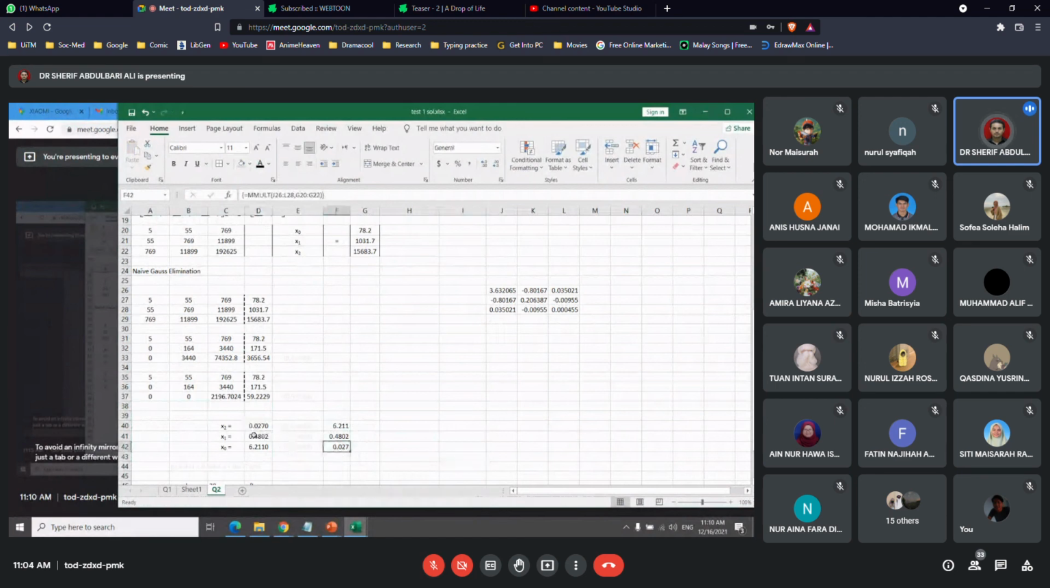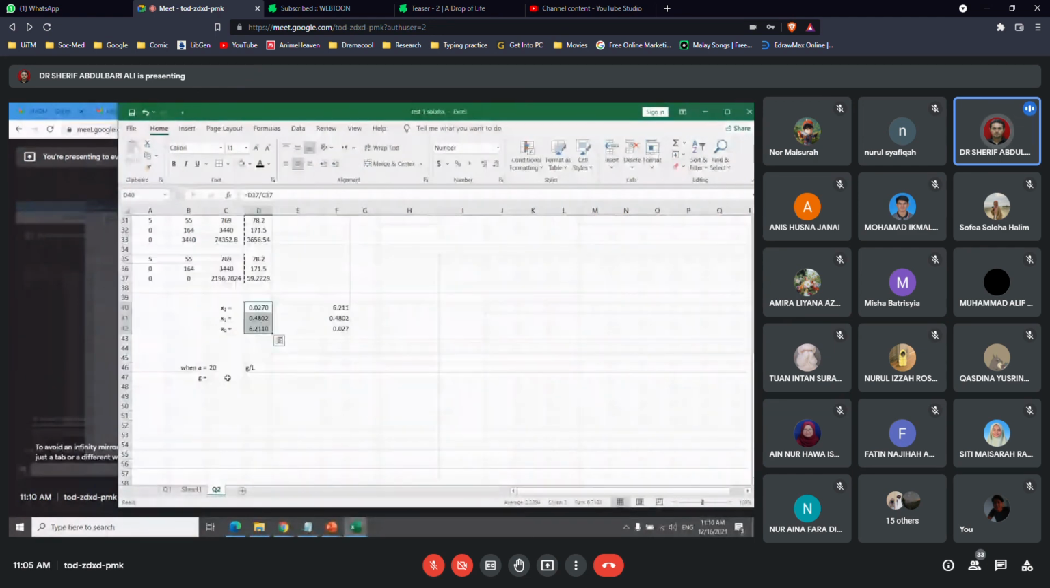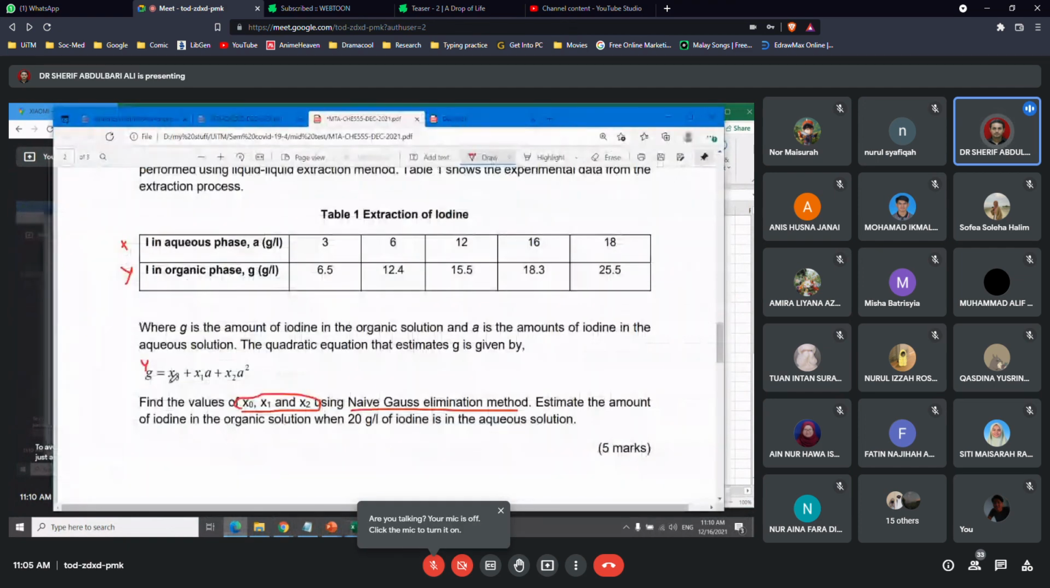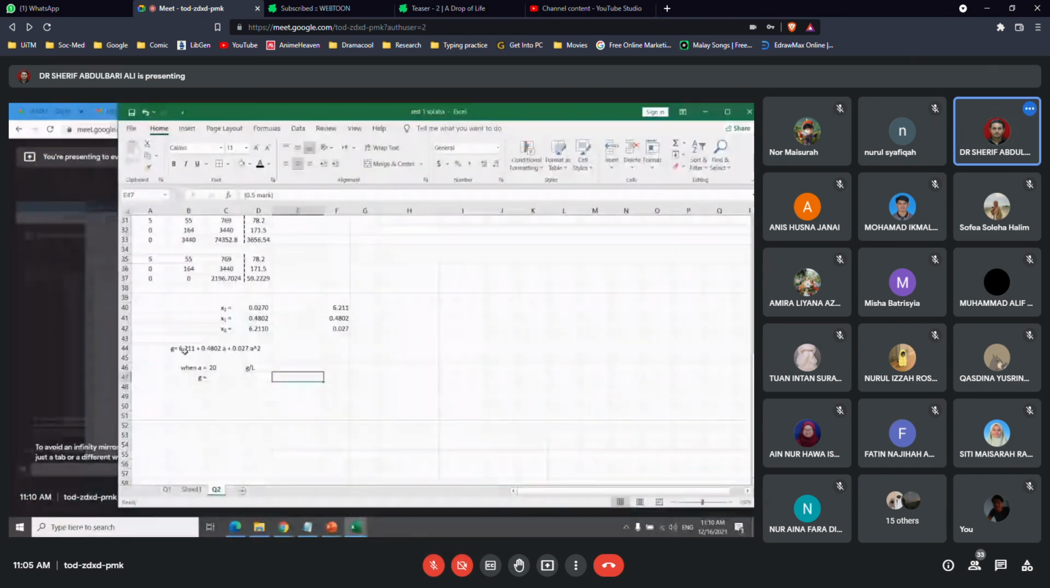Okay, 0.27, 0.42, 6.2. It came from here. Some of you are not getting the same exact answer here. That's why your answer is wrong at the end. So the equation came from here. You already have x0, you already have x1, you already have x2. Put these values here. So x0 is 6.2, x1 is equal to 0.4, x2 is equal to a. So now you need to find when a is equal to 20. So substitute 20 here and 20 here. So the answer will be equal to 26.6.